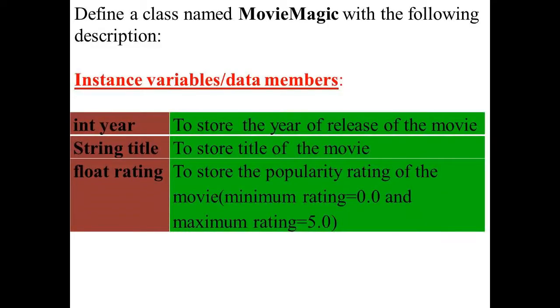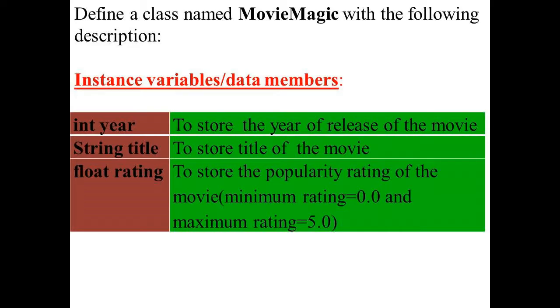Let's take the question. Define a class named MovieMagic with the following description. Instance variables or data members: int year to store the year of release of the movie; String title to store the title of the movie; float rating to store the popularity rating of the movie. Minimum rating is equal to 0.0 and maximum rating is equal to 5.0. These are the instance variables.